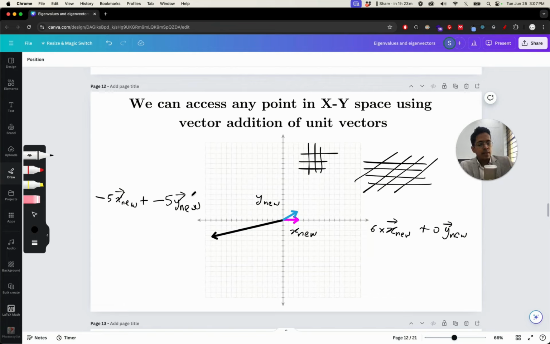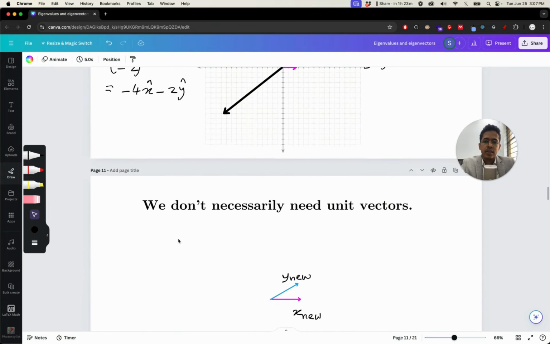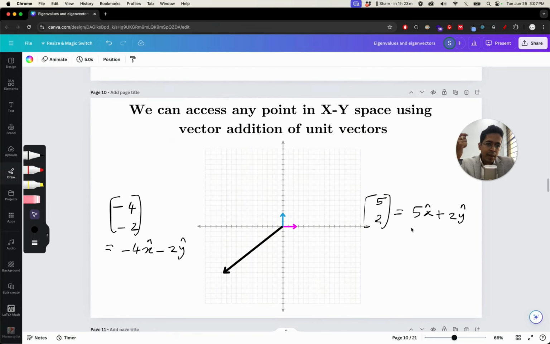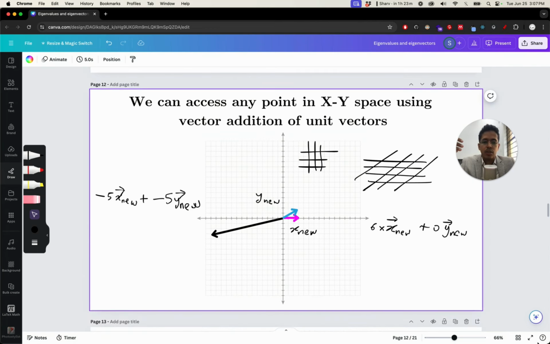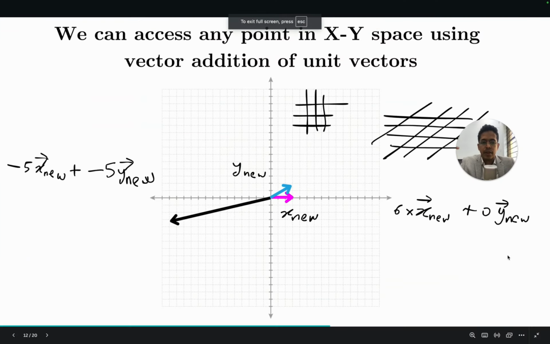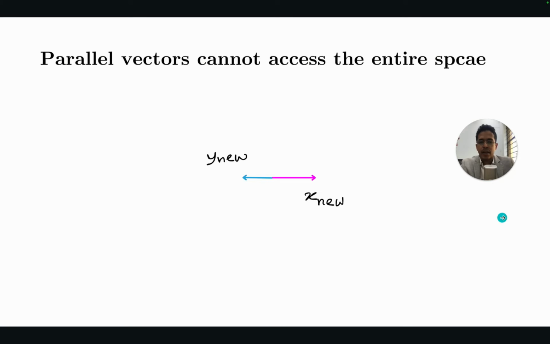So any vector in the xy space, now we can also represent in terms of x new and y new. Previously we saw that any vector we can represent in terms of x cap and y cap, which were our original unit vectors, and now we show that we can do the same thing with x new and y new. So what if the two vectors are parallel? What if x new was parallel or anti-parallel to y new? Basically they align along the same line.